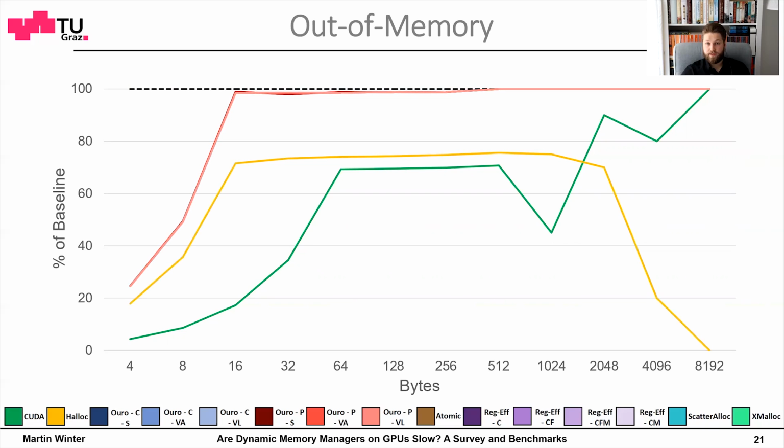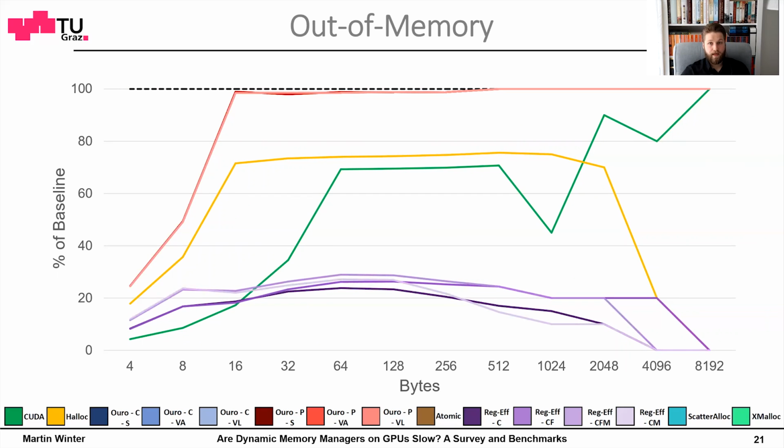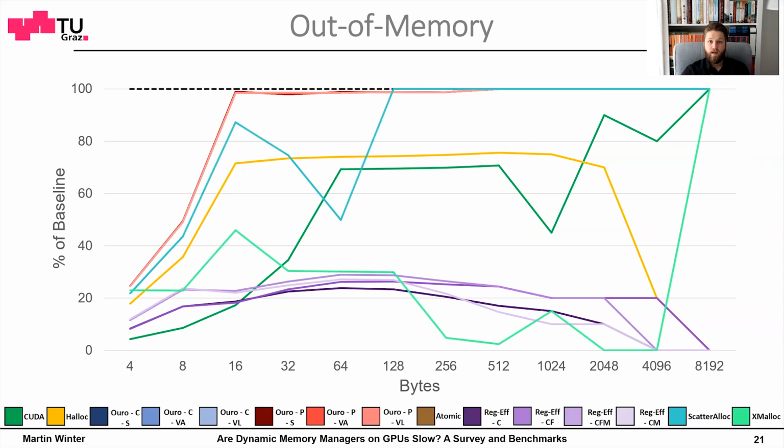around 98% efficiency after 16 bytes, which is the smallest size that can be allocated from Oroboros. RIFF is mostly held back by unstable execution, mostly failing due to some error instead of actually running out of memory. Scatter-alloc performs second best overall and even matches Oroboros for large allocation sizes. XMalloc once again was mostly stopped by crashes. Overall, Oroboros performs best, followed by scatter-alloc and then CUDA.